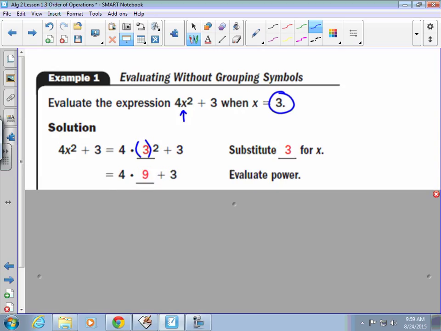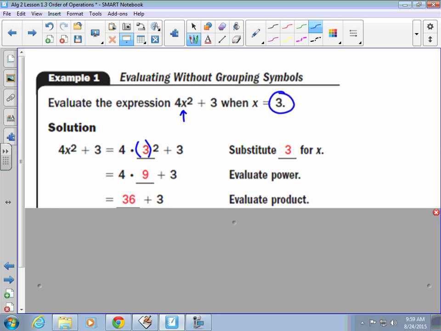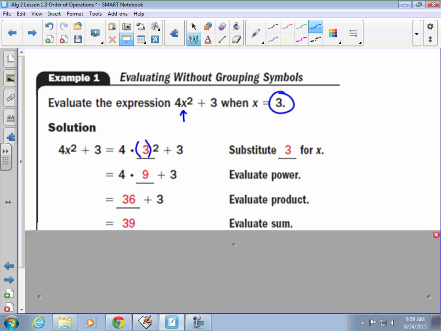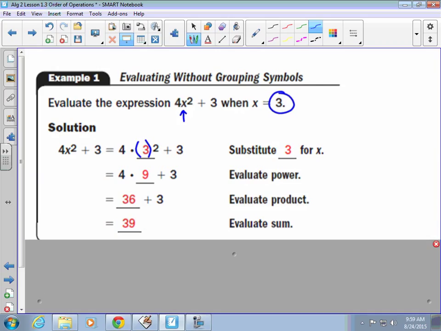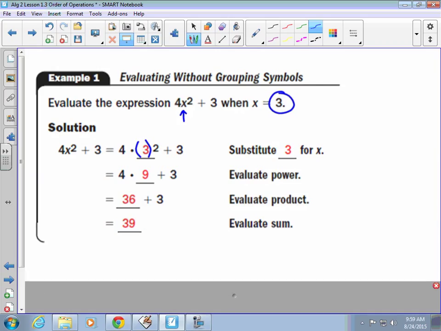The second step is to evaluate the power. So what that means is to take 3 and square it. 3 squared gives you 9. The next step is to do the multiplication, 4 times 9, and get 36. And then the last step is to evaluate the sum, do the addition part. 36 plus 3 is in fact 39.